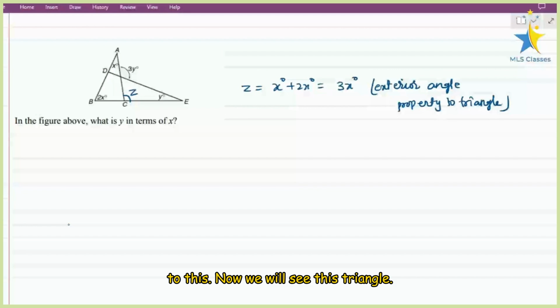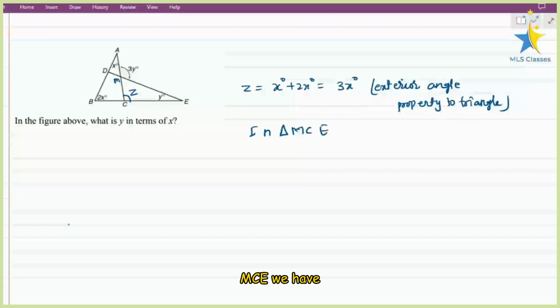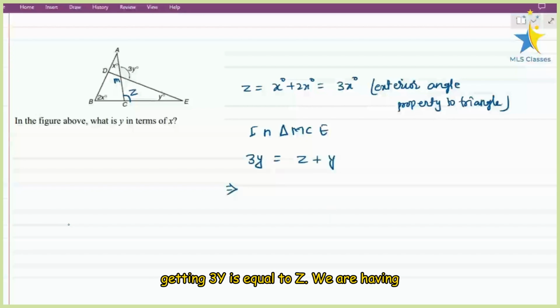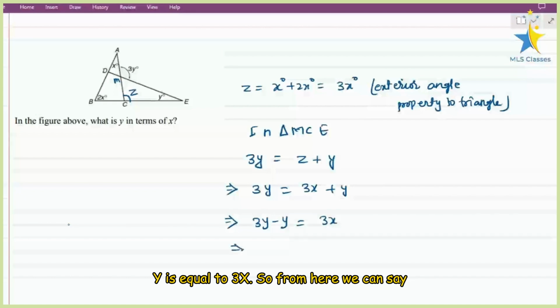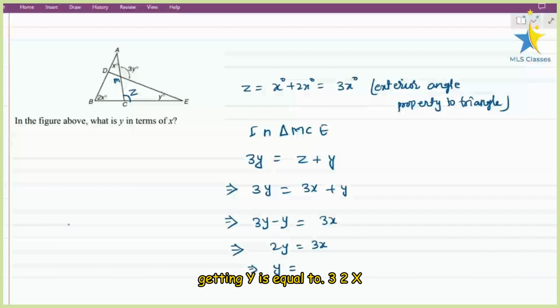Now we'll see this triangle. Suppose this is M. Now in triangle MCE, we have 3y as the exterior angle. Again, we will be using the same property. So 3y is equal to Z plus y, which is 3x plus y. We can subtract y from both sides and we get 3y minus y is equal to 3x. So 2y equals 3x, and hence y is equal to 3 over 2 times x. So that's how we can solve these types of questions.